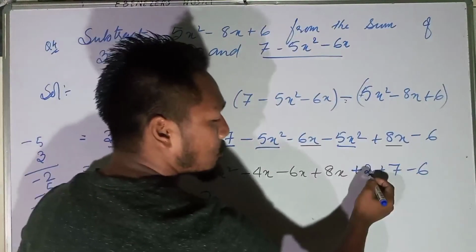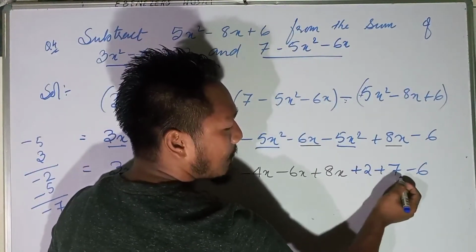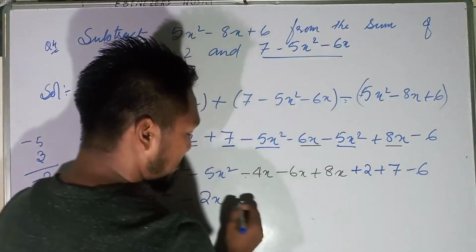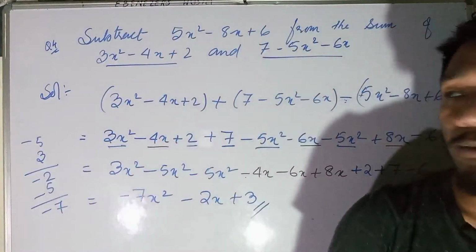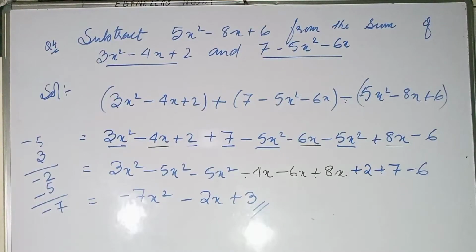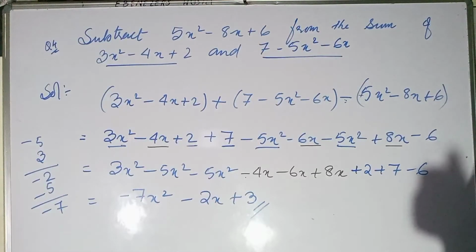Then 7 plus 2 become 9. 9 minus 6 become 3. So this will be your answer. So this is what we are adding, and this must be subtracted. So you have to subtract in this way. Check it out, solve it out. Try to take a screenshot and copy it down.